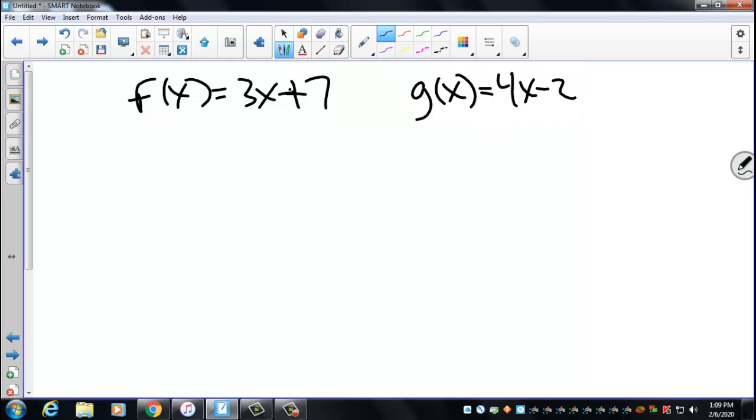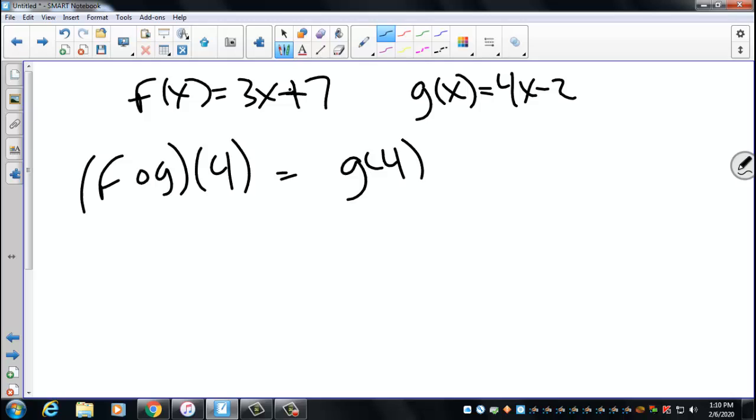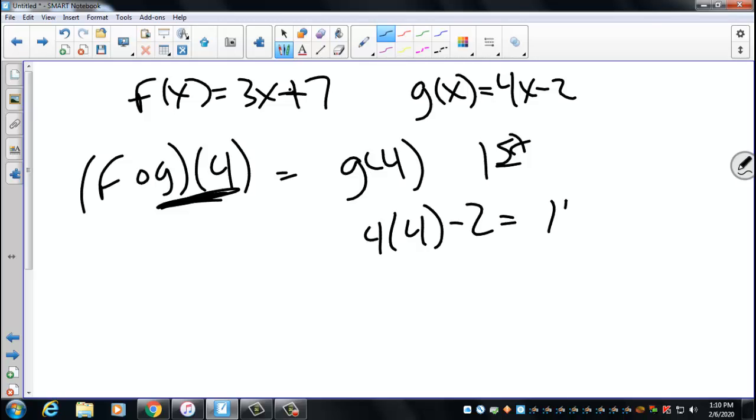All right. Now, hard part. What does that mean? Find G of 4 first. Always start with this piece here. So G of 4 is what? 4 times 4 minus 2. That's 14, yes? Now you're taking this, and plugging it in for F.